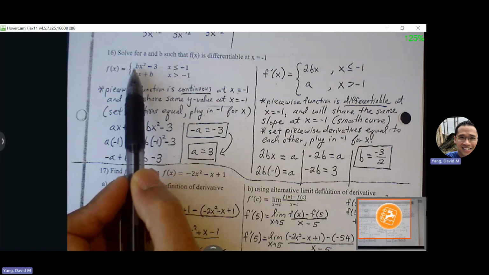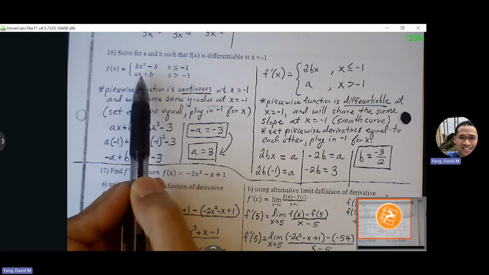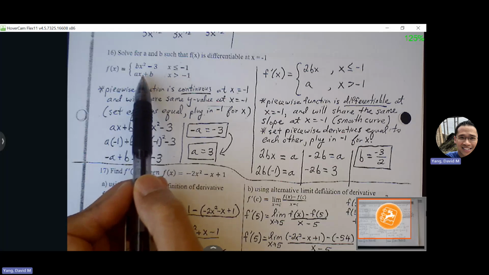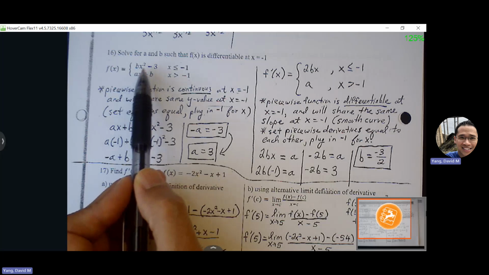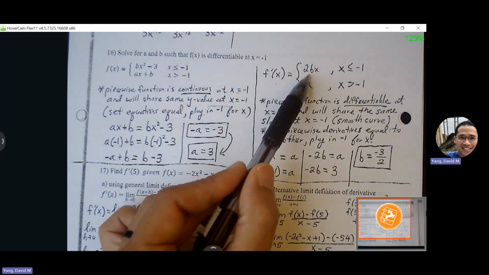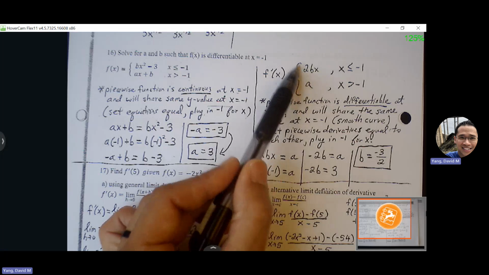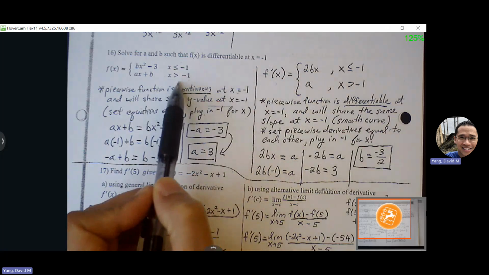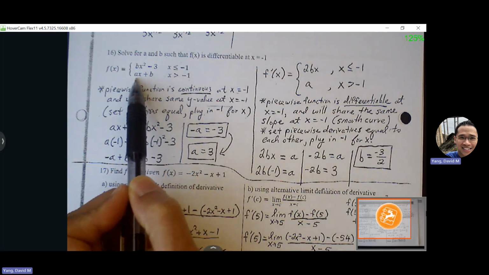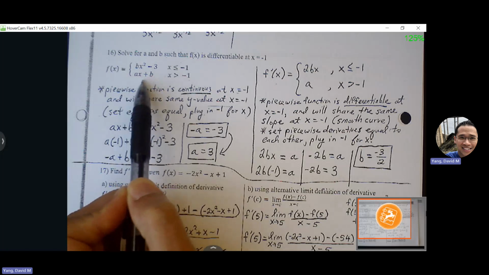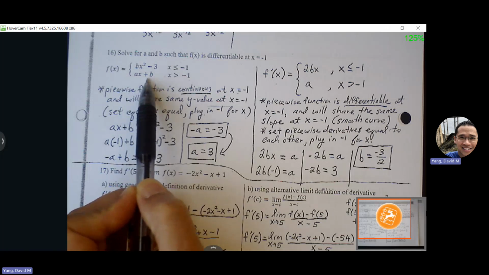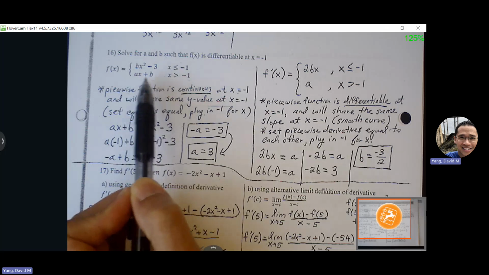And a and b are just some unknown numbers. It could be a 3 or a 5 or 6, but it is not a variable. It is a constant. So the derivative of bx squared becomes 2bx. 3 goes to 0. So my derivative to the left of -1 is 2bx. And to the right of -1, the derivative of ax plus b is just a. Imagine this is 3x plus 4, right? If it was 3x plus 4, your derivative would just be 3. Same thing, ax plus b's derivative would just be a.